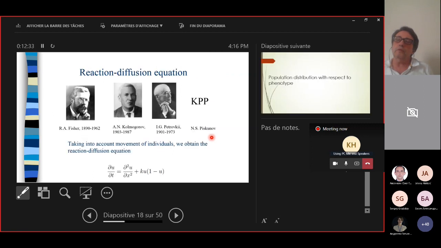And the next, also very interesting and important step was done in the works by Fisher and Kolmogorov, Petrovsky, and Piskunov in the 30s, where they added this diffusion term in the logistic equation. They studied this equation, and it was the first time when they introduced reaction diffusion waves, wave propagation in population dynamics, and it was the beginning of a huge development of these studies, which continue also now.